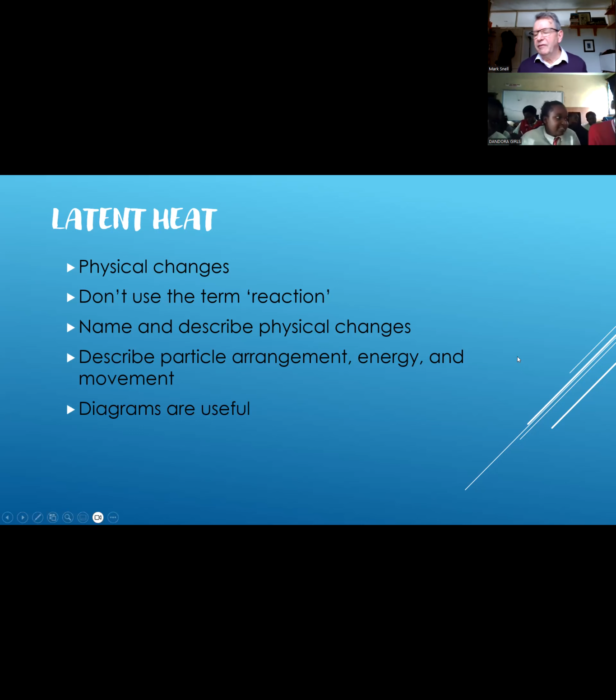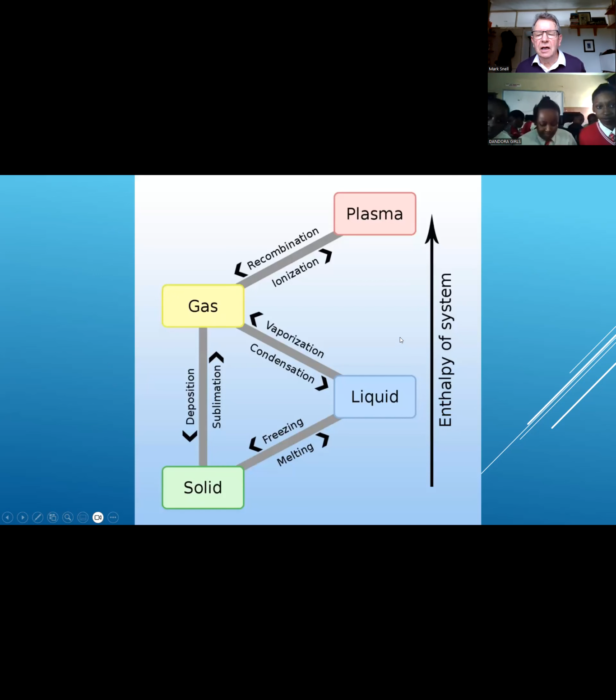And diagrams can be very useful here. So that's what you have to be able to do. You have to recognize that they are all physical changes. They are not reactions. And you have to be able to name them and then describe what is happening to the particles. So here we go. Here is a sort of diagram. Oh, why is that sideways? Very interesting. Okay.